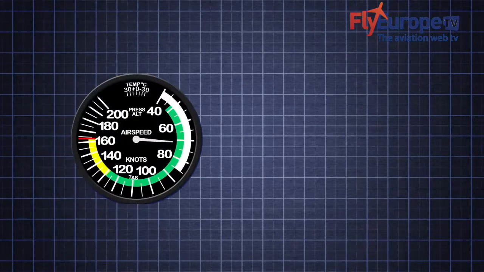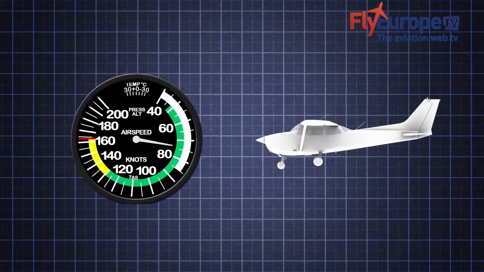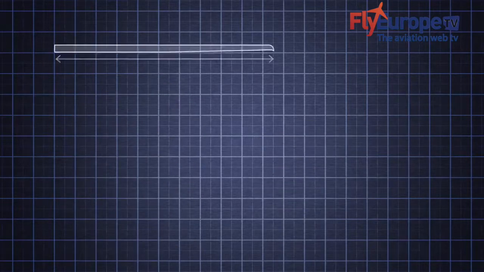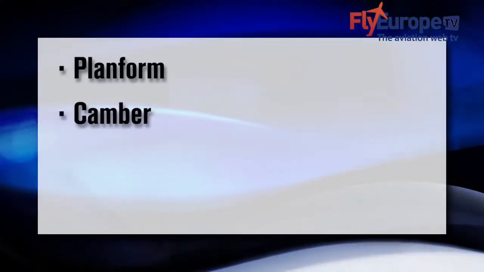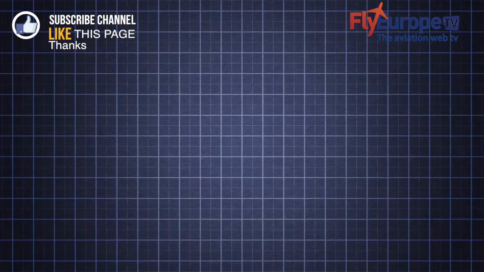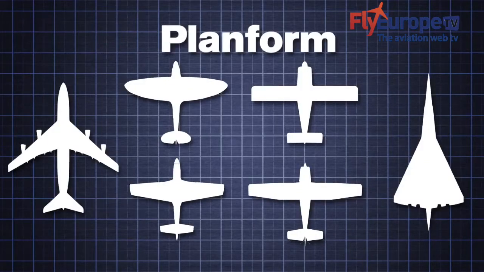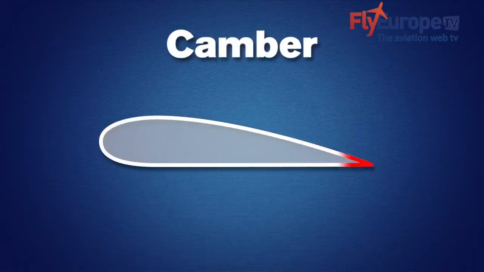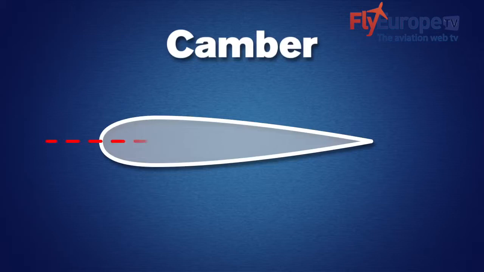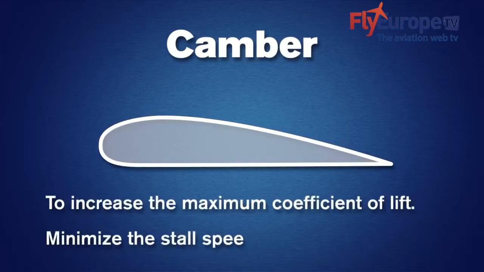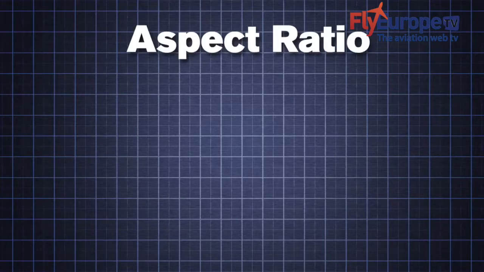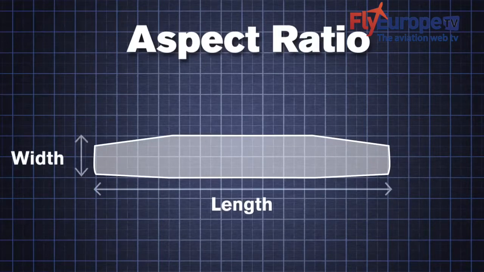In addition to the aircraft's airspeed and angle of attack, there are other factors that affect the amount of lift created by the wings. However, the pilot does not have control over these factors. These factors have to do with the design of the wing itself and consist of the wing's planform, camber, aspect ratio, and wing area. The wing's planform refers to the shape of the wing when viewed from above. The camber is the curvature of the wing. A wing with zero camber would be considered symmetrical about the chord line. Camber is usually designed into an airfoil to increase the maximum coefficient of lift, and thereby minimizing the stall speed of the aircraft.